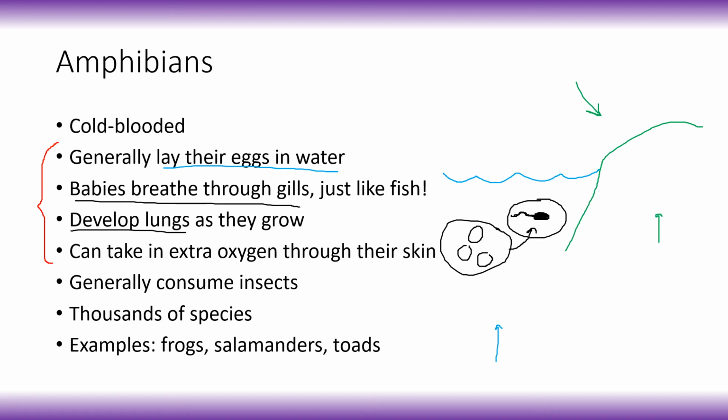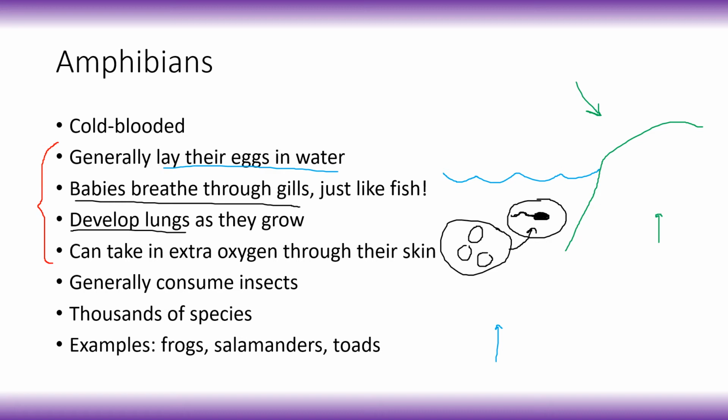And so it's interesting that amphibians are still somewhat dependent on the water, because that's where they have to lay their eggs and that's where the babies are born. But adults don't need the water the same way that the babies do, and they don't need the water the same way that fish do, even though they all started out their lives pretty similar to fish.